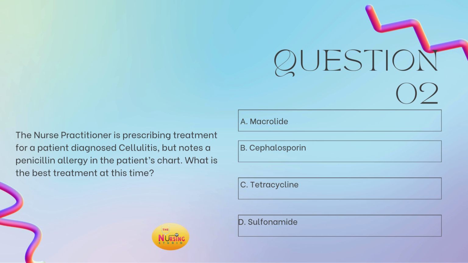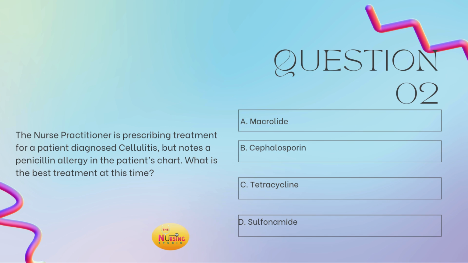All right, so the stem of the question here states, what is the best treatment at this time? So, I always tell you if the stem of the question is asking you about a treatment, you want to run it back and see if they have provided you with a diagnosis. And if they have not provided you with a diagnosis, you want to run it back a step further and look at the assessment findings so that you're able to determine a diagnosis.